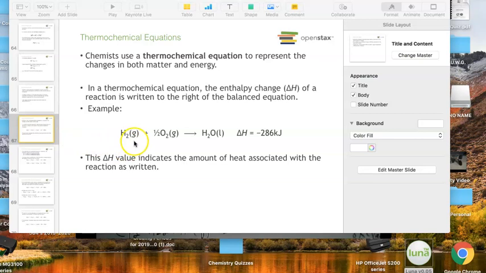Here's an example where you have hydrogen gas and oxygen gas yielding water, and you have a delta H, or a change in enthalpy, of negative 286 kilojoules. The enthalpy value, or delta H value, indicates the amount of heat associated with the reaction as written. The negative value here indicates that this is an exothermic reaction that gives off 286 kilojoules of energy.